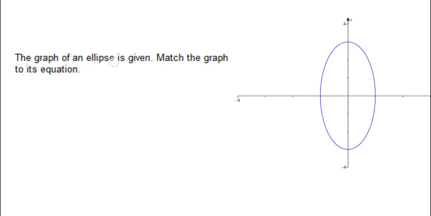The graph of an ellipse is given. Match the graph to its equation. We're given this picture here of the ellipse. Before we start working this example, let's take a look at some of the features we need to pay attention to.